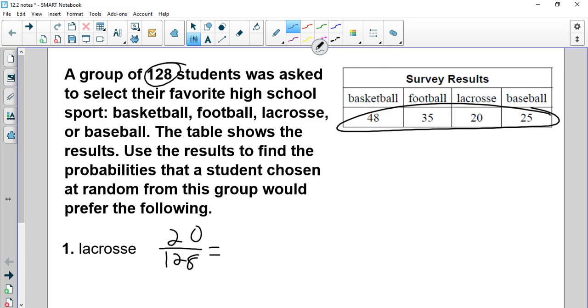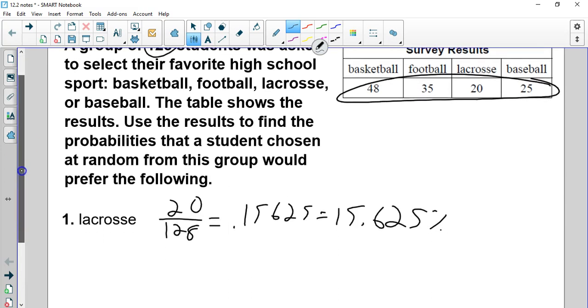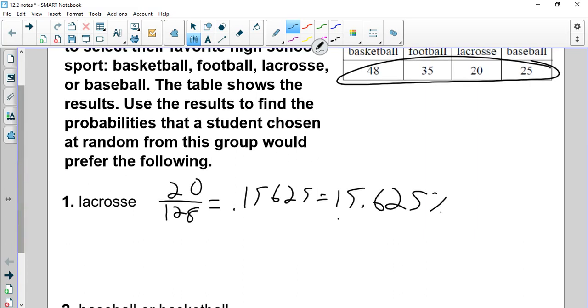Or you can turn it into a decimal, which is 0.15625, or percent, 15.625%. And since rounding is an issue, let's just talk about that. If you rounded it to the 100 spot, that would be 0.63%. And if you rounded it to the 10 spot, that would just be 0.6%.